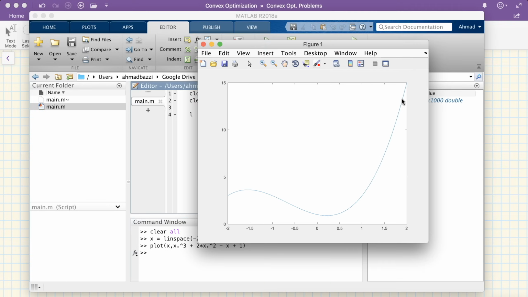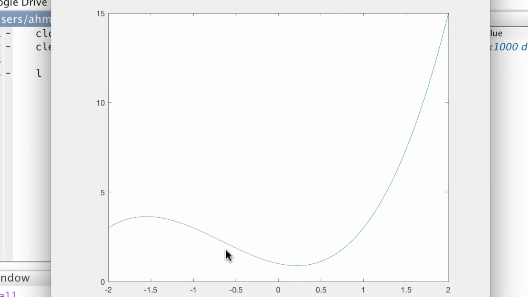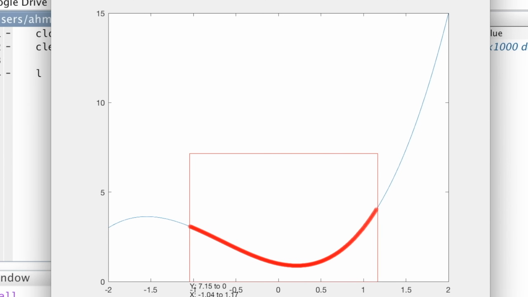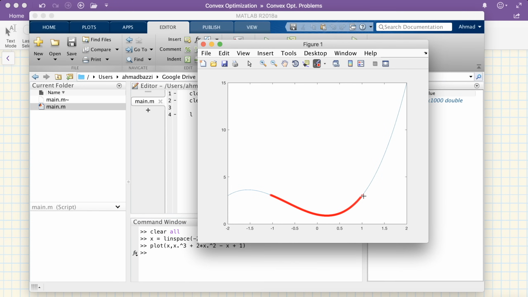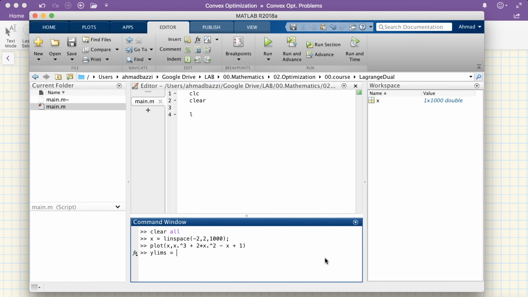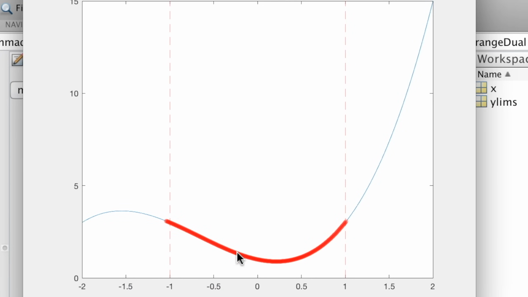As you can see, this is the function f0 of x, and we're only interested in this area right here, right? So this is my feasible set right here, minus 1 till 1. Those are the values of the function, right? Let's take the y limits, and I'll hold on and I'll plot. So this is where we will be looking at. This is the constraint telling us look at this region right here.